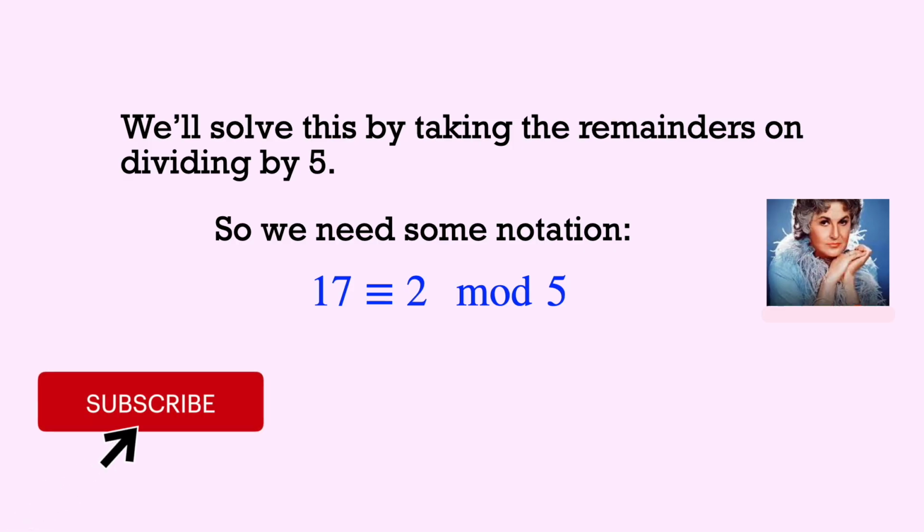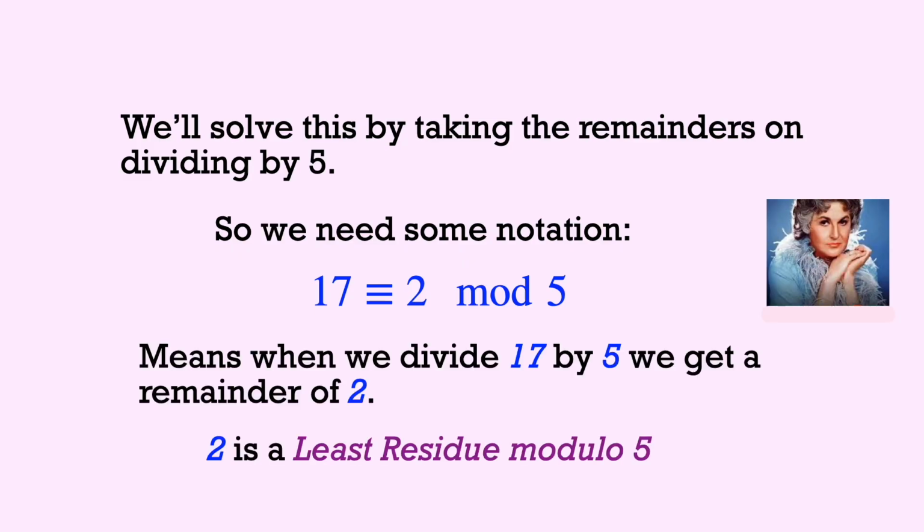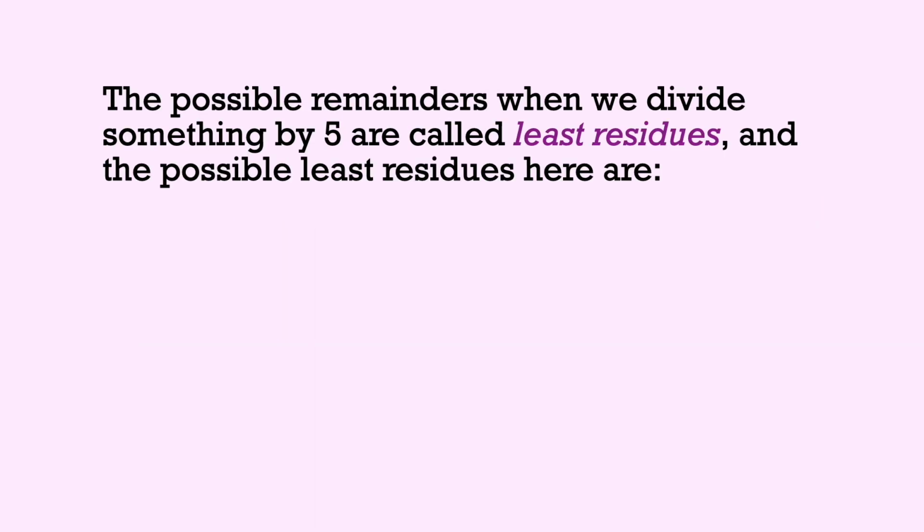This is read 17 is congruent to 2 mod 5. Meaning, when we divide 17 by 5, we get a remainder of 2. We say that 2 is a least residue modulo 5. So the possible remainders when we divide something by 5 are called least residues. And the possible least residues here are simply the integers from 0 to 4.